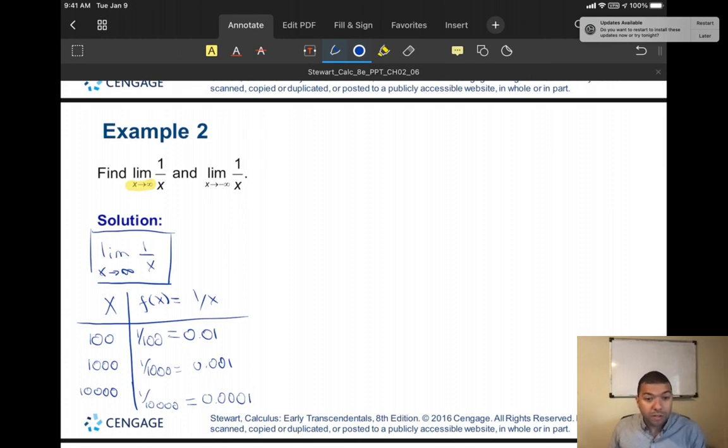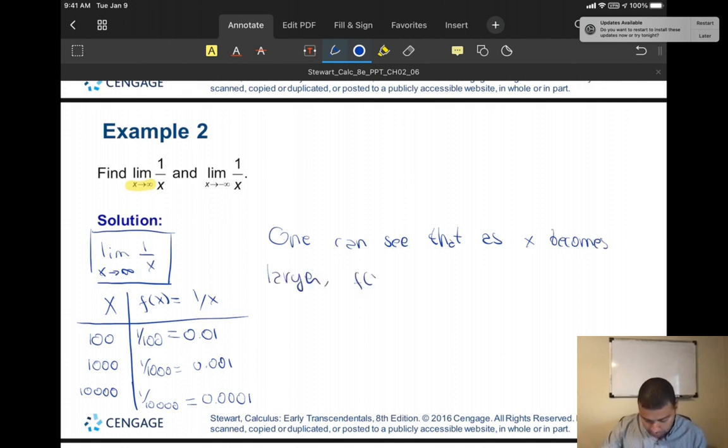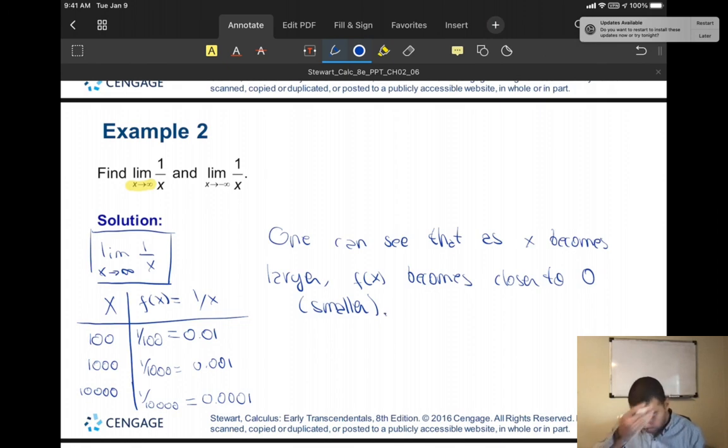So as you can notice, one can see that as x becomes larger, f of x becomes closer to 0. And I'll use the word smaller to refer to that without risk of confusion. So it's actually a fair guess to say that that's what happens.